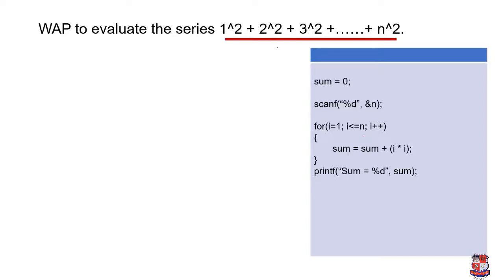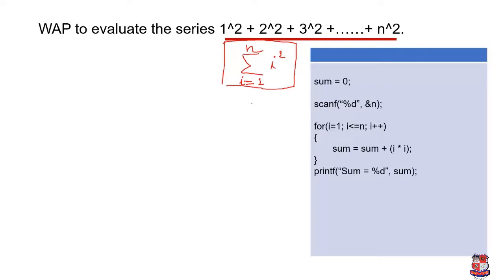Firstly, we have to find a mathematical equation for it. A simplification of this series in maths is summation. We have to use this notation. Then, what will be the limit for it? We are taking I as a control variable, so I equals 1 to n. What will be the equation? It is 1 square, then in the next step 2 square, then 3 square, so we can take it as I square. We have to implement this equation in our C program.